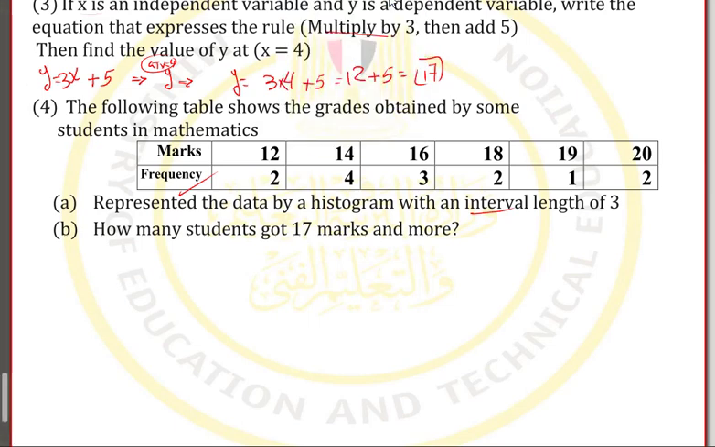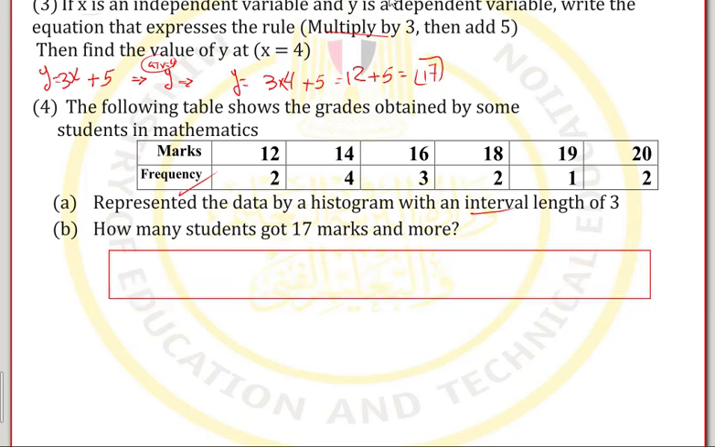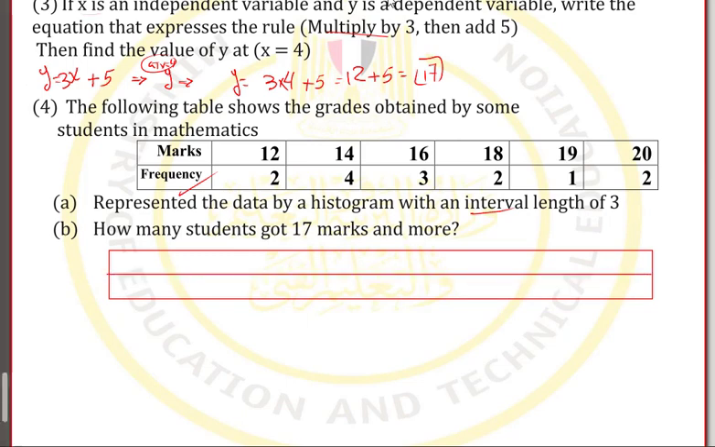We will draw a rectangle like the given one, not exactly like it but similar, like this. So we have to put the intervals up and the frequency down. He said a length of 3, so we need the interval to be 3. I will start with 12 to 14 as an interval, and it has 2 plus 4, which is 6.